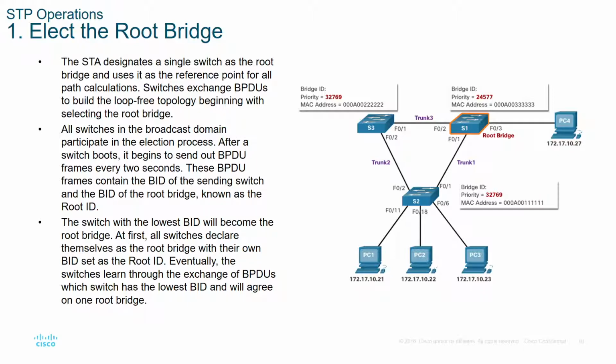And in the diagram that you can see here, we have 3 switches, S2, S1 and S3, and you can see that essentially S1 has become the root bridge because it has the lowest number. So it has the lowest priority of all those devices. It actually has a higher MAC address, but the priority number is lower. So the other two are 32,769 and it's 24,577. So on that basis, that one is actually the lower bridge ID. So that becomes the root bridge.